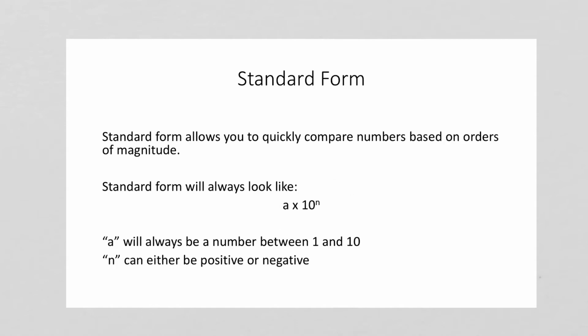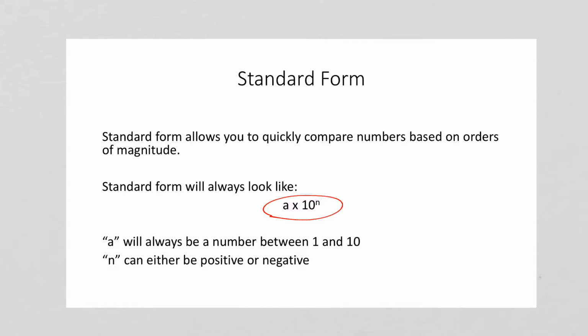Let's get started. Standard form. Standard form is really useful in science. It's going to come up in biology, chemistry, and physics. It's one of those things that you are going to have to master and be able to interpret, but also record answers in. Standard form will always look like a times 10 to the power n, where a is a number between 1 and 10, so it's any number bigger than 1 and less than 10, and n can be any positive or negative integer.